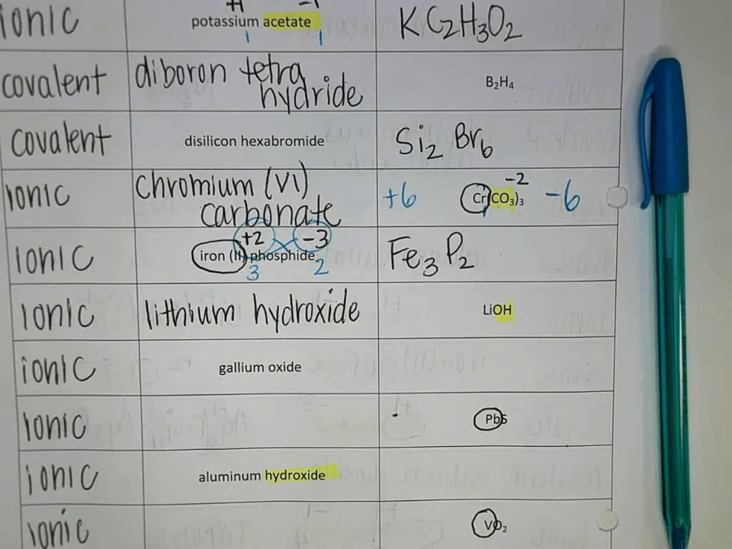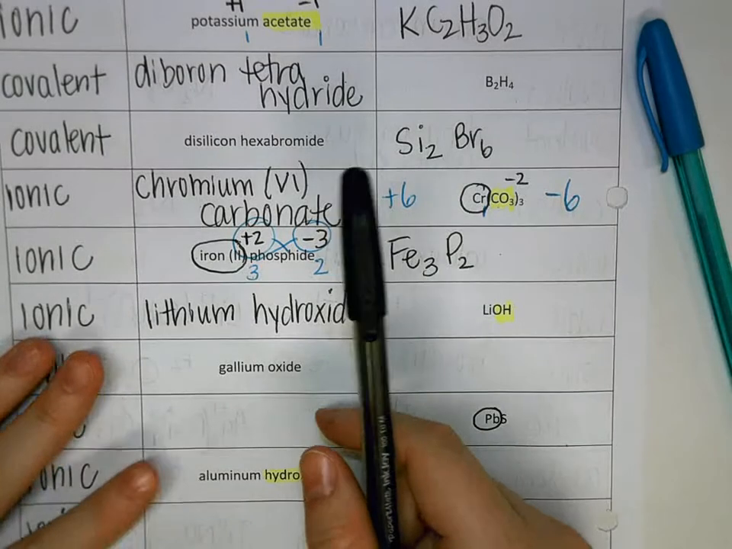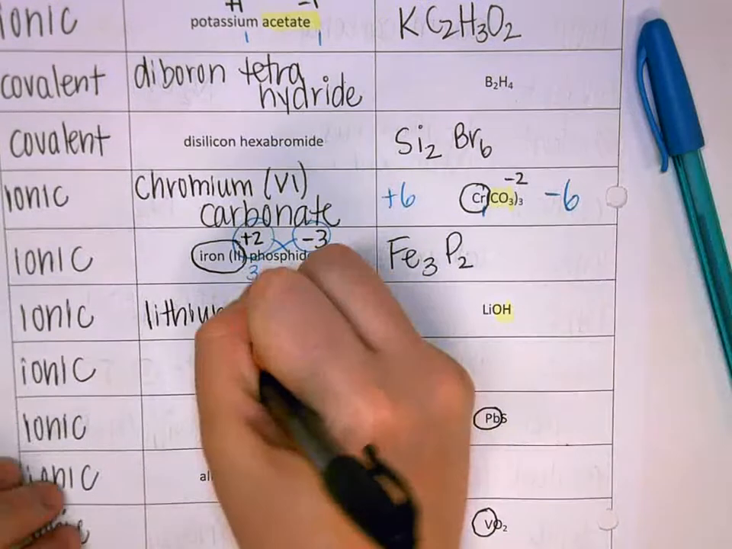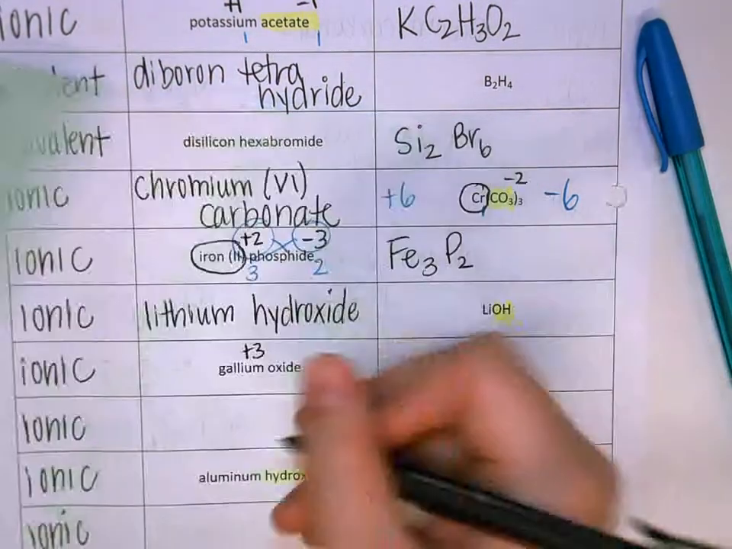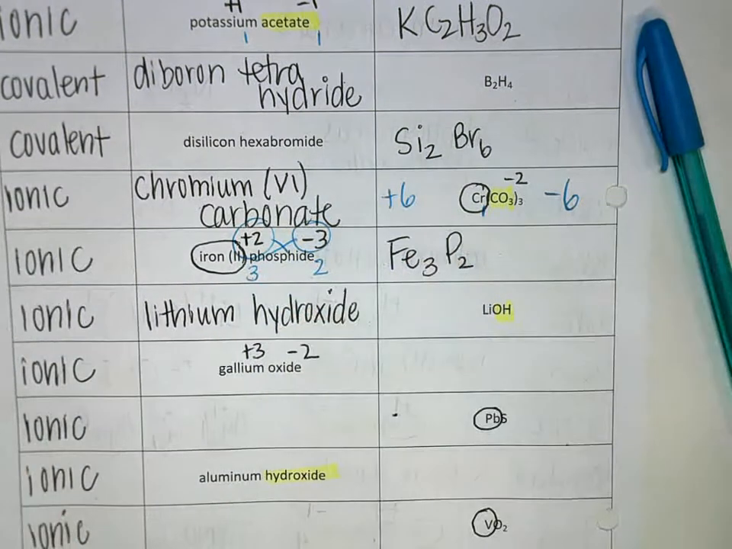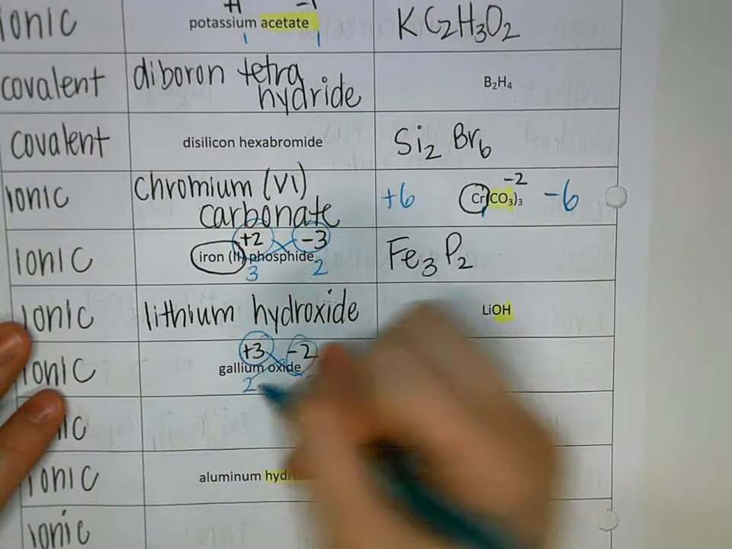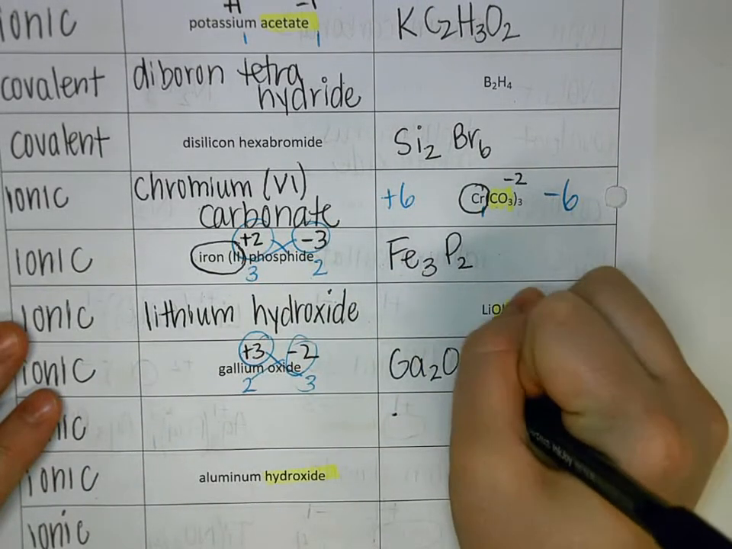Next I have gallium oxide. So again, I always got to worry about charges. So gallium has a +3 charge. Oxide used to be oxygen, so that's a -2 charge. So whenever I crisscross these, I'm going to get gallium, Ga2O3.